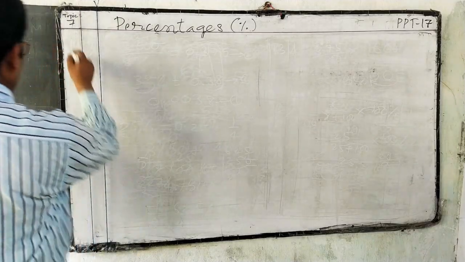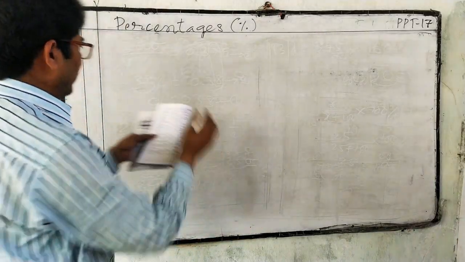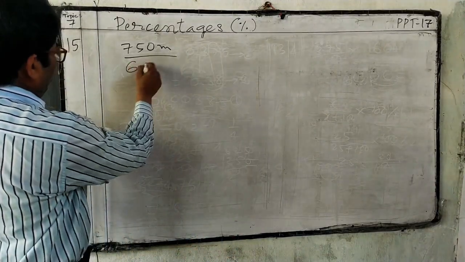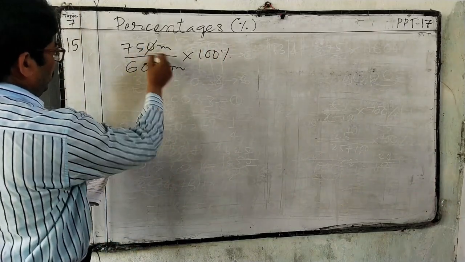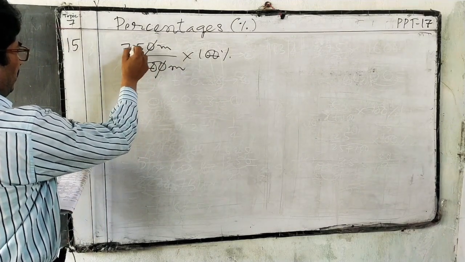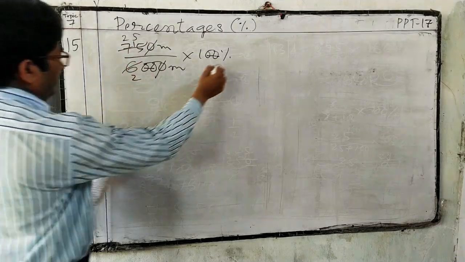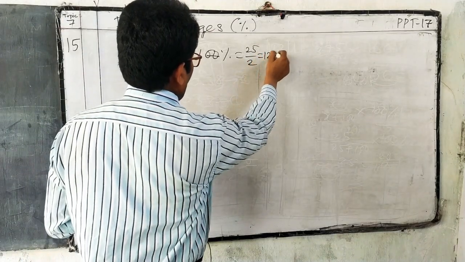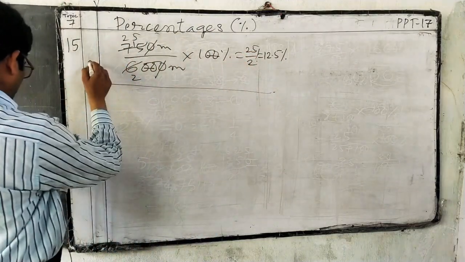Question number 15. 750 meters is what percent of 6 kilometers? 750 meters, 6 kilometers is 6000 meters, into 100 percentage. Cancel the zeros, 3 6s are 18, 25 by 2, that is 12.5 percentage. Option 2.